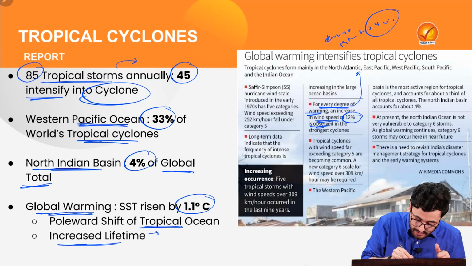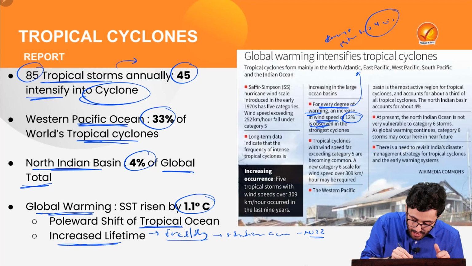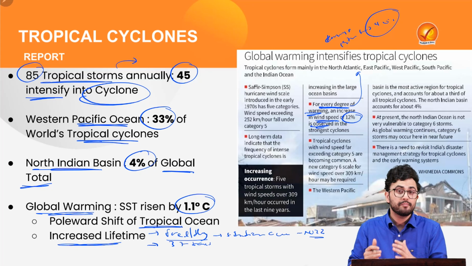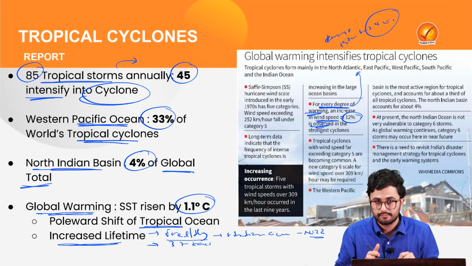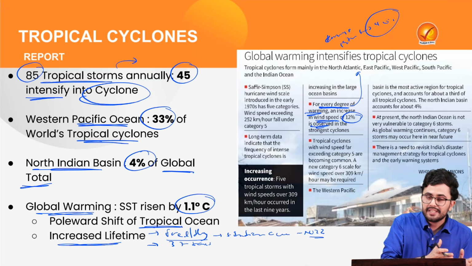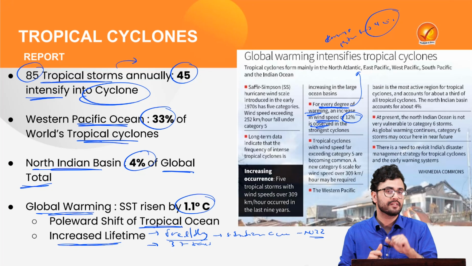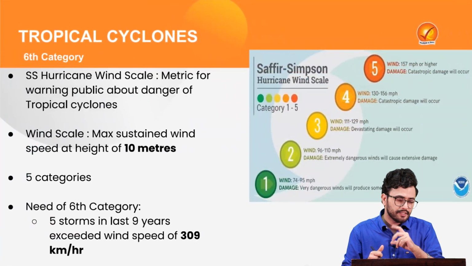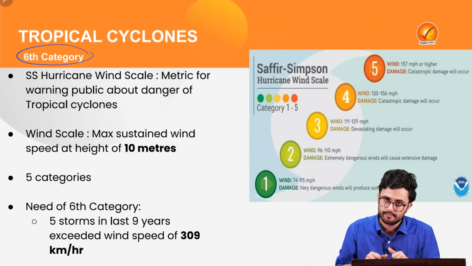For example, there was a tropical cyclone named Freddy, which occurred in the southern Indian Ocean in 2023, which had a recorded lifetime of 37 days, thus making it the longest lived cyclone ever recorded. Thus, because of the intensification of tropical cyclones due to rising global warming and sea surface temperature, there has arisen the need of a sixth category of classification of tropical cyclones.